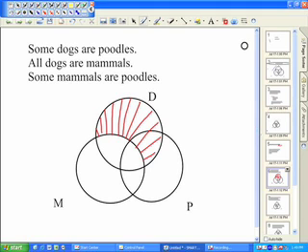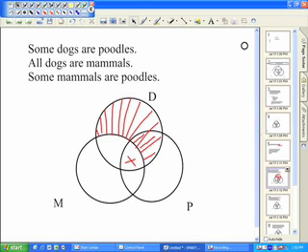Different people have different styles of shading. This is, I call it sunburst, or the easiest way to shade when you're doing the smartboard. Now, so we have all dogs are mammals. Now we go up to some dogs are poodles. Okay? Now we're looking at this football here between the D and the P. One part is already shaded, so we're going to put the X in the other part. And we're done with the Venn diagram.